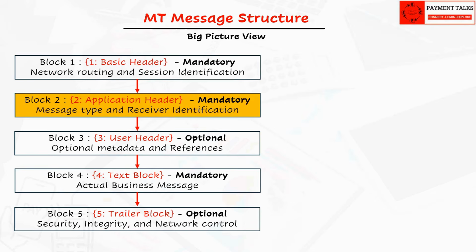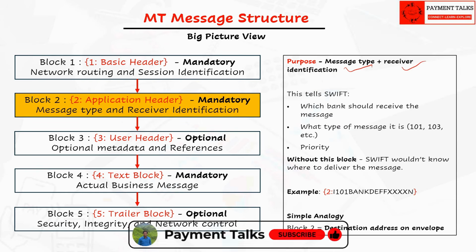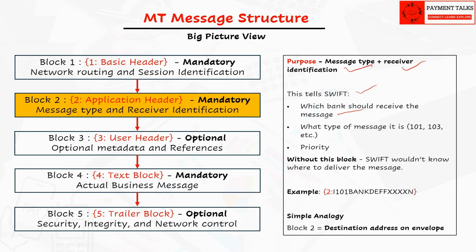Next is block 2, application header block. The purpose is to identify the message type being sent and to whom, that is receiver identification. This tells Swift which bank should receive the message, what type of message it is, 101, 103, etc., and the priority of the message. Without this block, Swift wouldn't know where to deliver the message. You can see the example here. Key characteristics are it is mandatory, network level only and no payment data. In our parcel analogy, think of block 2 as the destination address on the envelope.